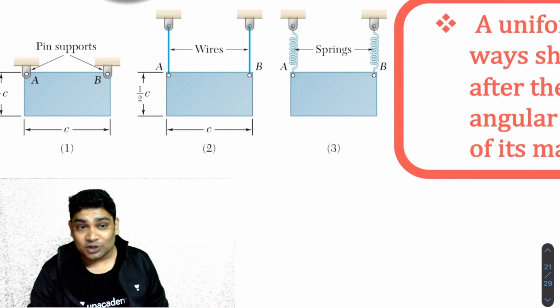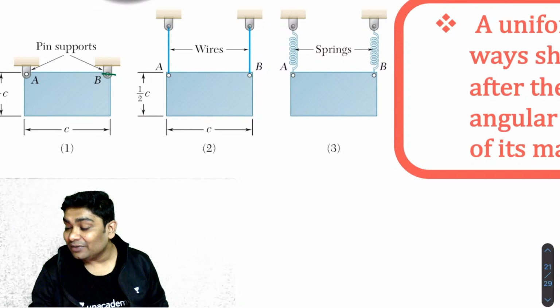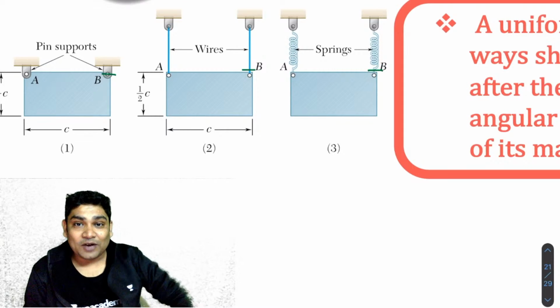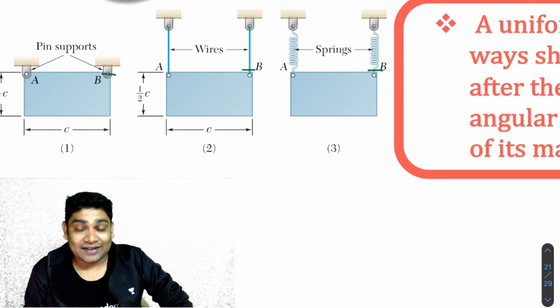Now what you do is you immediately lose the connection at B. You remove the connection at B. So just after that, what would be the a_CM and the alpha of the plate? That is the question. Okay.